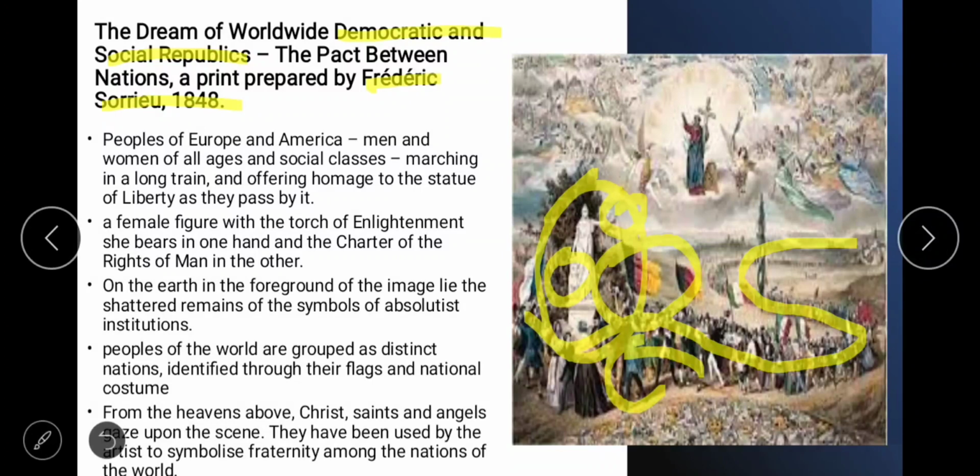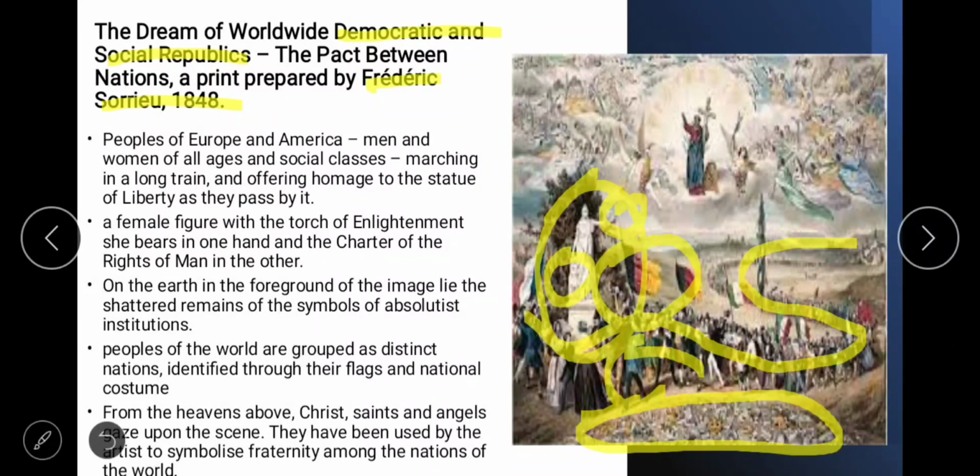Coming back to the slide. During the French Revolution, artists personified liberty as a female figure bearing the torch of enlightenment in one hand and the charter of rights of man in the other. We also see the shattered remains of the symbols of the absolutist institutions on the ground. What does this mean? This establishes the vision of a world where people are identified through their national costume and flags rather than the kingdom or dynasty. People of various European countries have been painted in the picture.